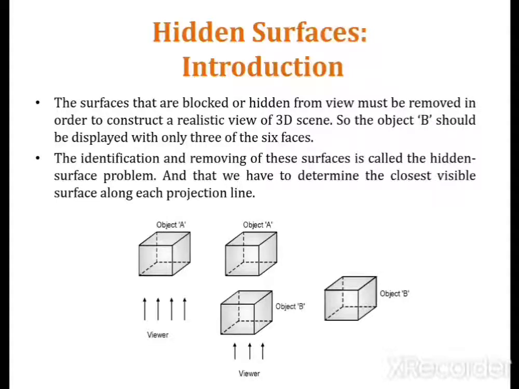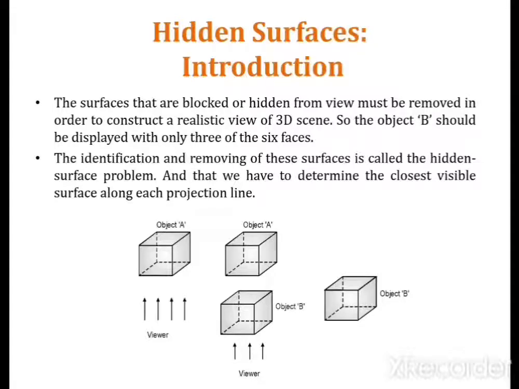So the object B should be displayed with only 3 of the 6 faces. We can see here that the cube has 6 faces, right? But here only 3 faces are visible: this is 1, this is 2 and this is 3, and all the dotted lines are showing the hidden surfaces of that cube. So the identification and removal of these surfaces is called the hidden surface problem.